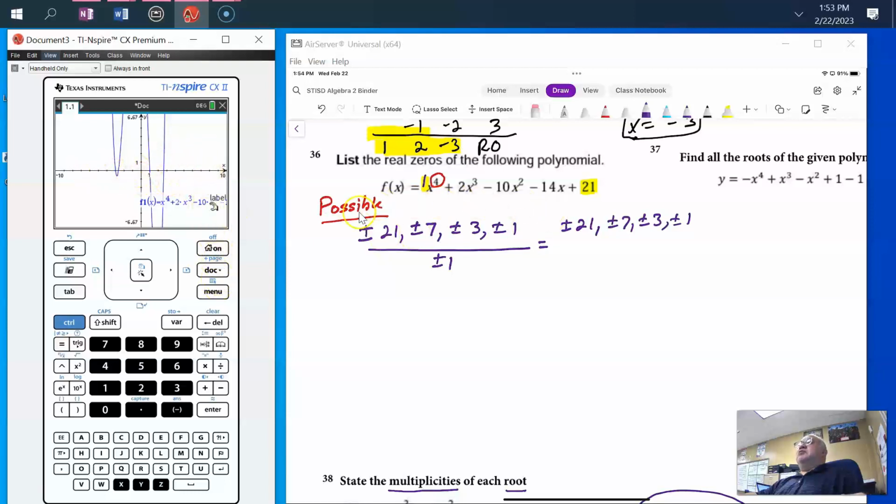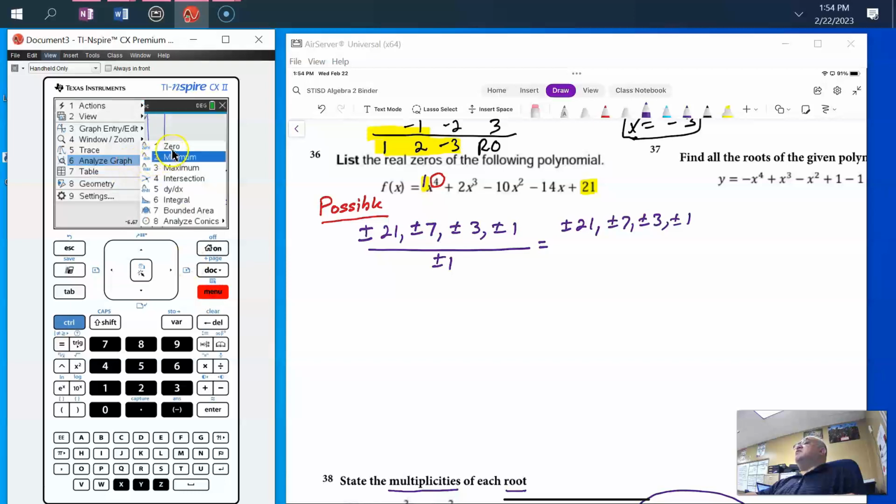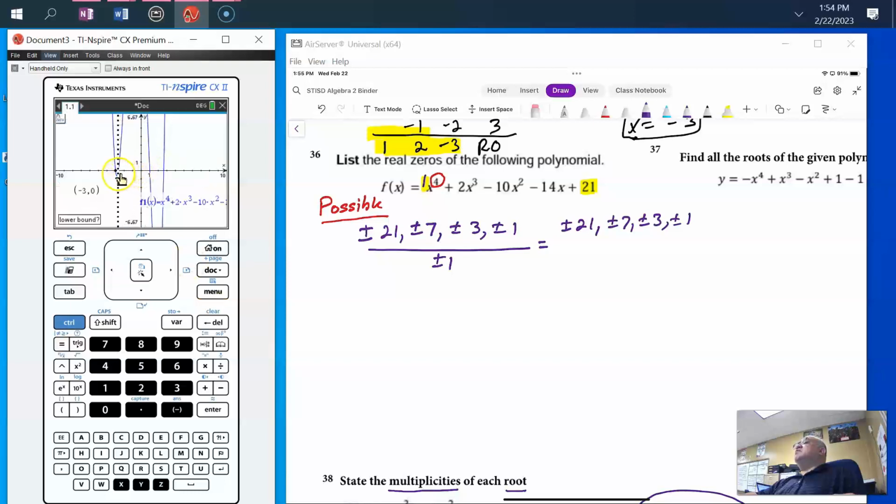So in this problem, let's say you were taking a test, and it's asking you to list all the real zeros. I would just simply go to the, so we have x equals 3. So I would go to the menu, analyze graph, zero. And here's the second zero.